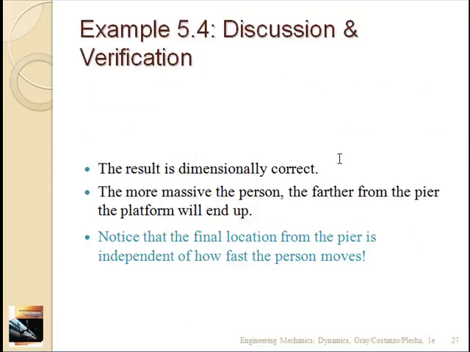All right. So the result is dimensionally correct. Those masses cancel. It tells us that the bigger the person, the farther from the pier the platform will end up. All right. So that's a couple quick examples of how to use the impulse momentum to solve problems.